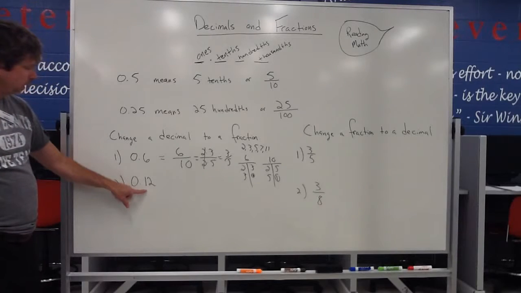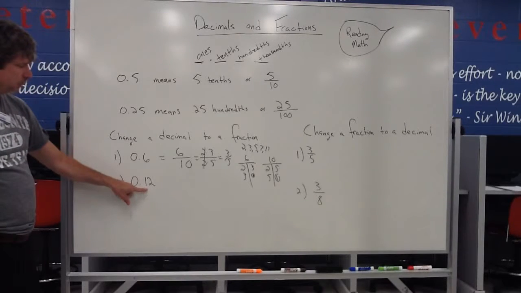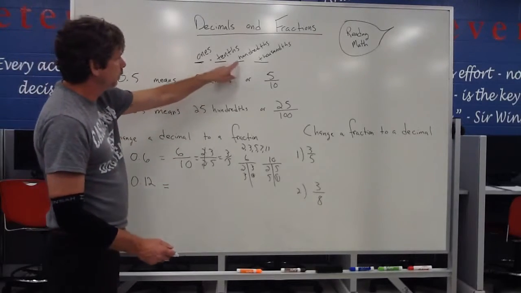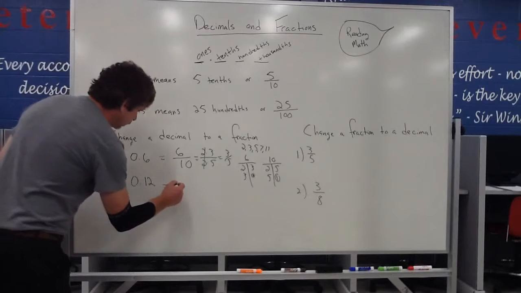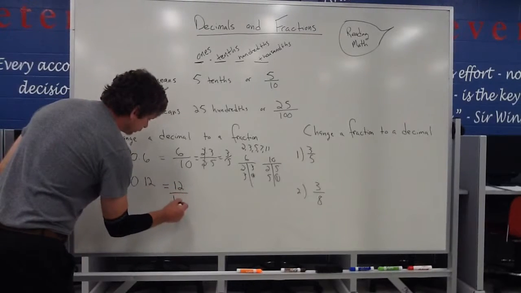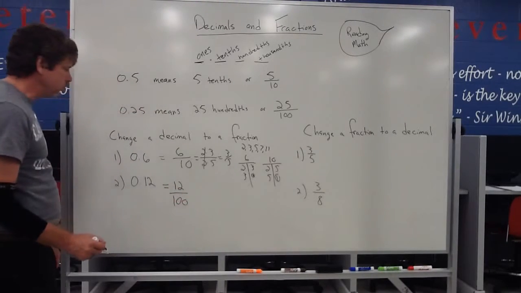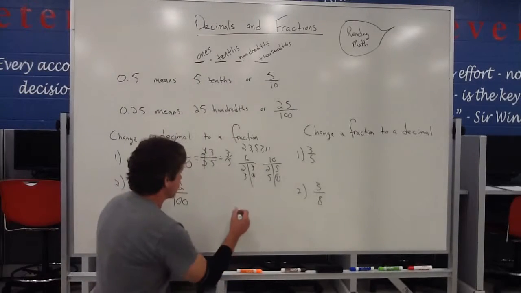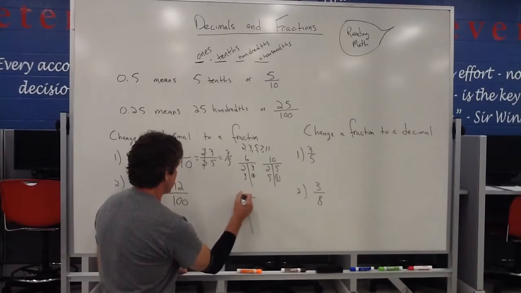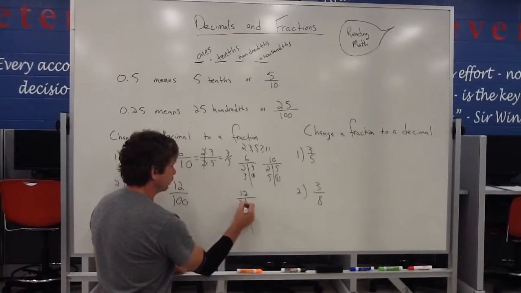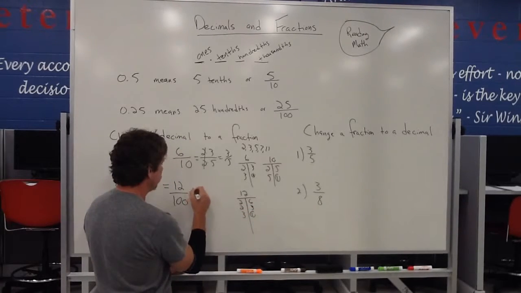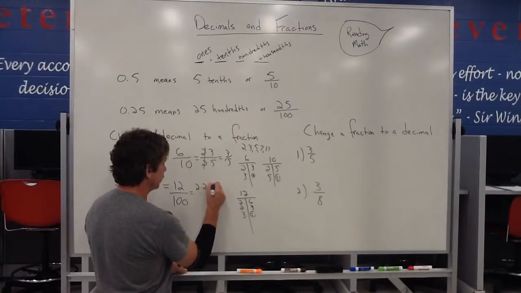Looking at this next example, we have 12 hundredths. Again, we have the 12, 2 places past the decimal, so we have 12/100. Again, if we want to do a prime factorization, we can. So for the 12, we have 2 goes into 12 6 times, 2 goes into 6 3 times, 3 goes into 3 one time. So the 12 will break down into 2 times 2 times 3.